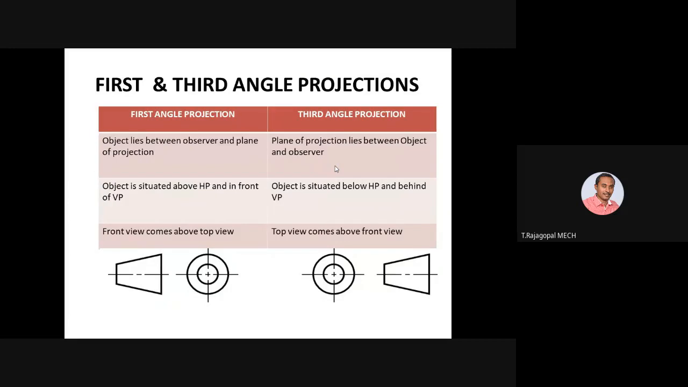Now you can check the difference. Object lies between observer and plane of projection. Yes, it is true. In the third angle, plane of projection is in between the observer and object. Why? Because the object is situated above HP and in front of VP in the first angle, but in case of third angle projection, below HP and behind VP. So, because of this reason, in first angle the front view comes above the top view, and in third angle projection the top view comes above the front view.